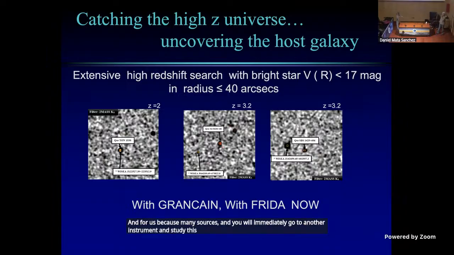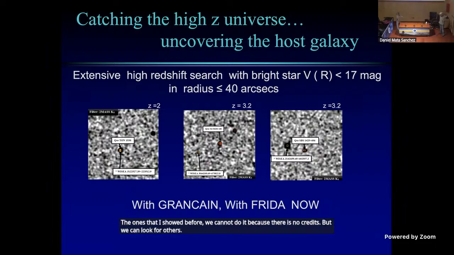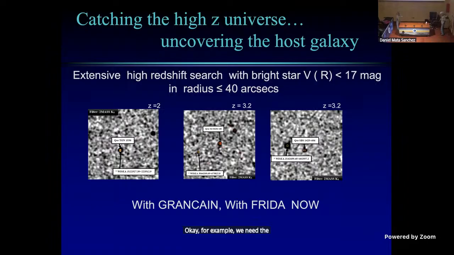The ones that I showed before, we cannot do because there is no brightness. But we can look for others. There are, and I have been doing a quite extensive search of high resolution targets, looking for bright stars. There are bright stars in this range. We need below magnitude 17 around something that is high resolution. There are, and we now have a sample of them. There are many more.